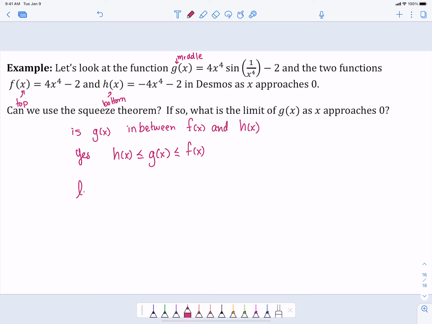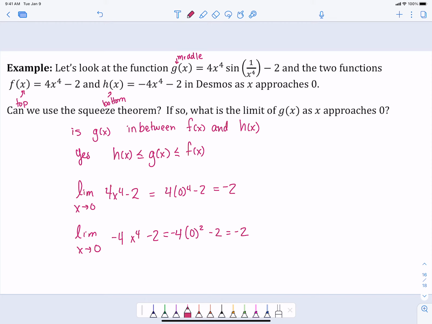And then if we look at those two functions, the limit as we go to 0 of 4x to the fourth minus 2, that's going to be negative 2, because that's a polynomial, so we can do direct substitution. Same with that negative 4x to the fourth minus 2. Sorry, my 0 got a little crazy there. So negative 4 times 0 to the fourth, minus 2. So we get negative 2. So absolutely both of those are negative 2. So we can say the limit as x goes to 0 of this crazy trig slash polynomial function is also going to be equal to negative 2.